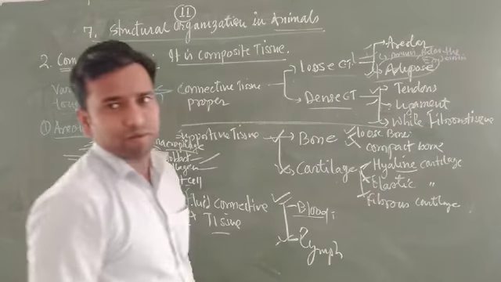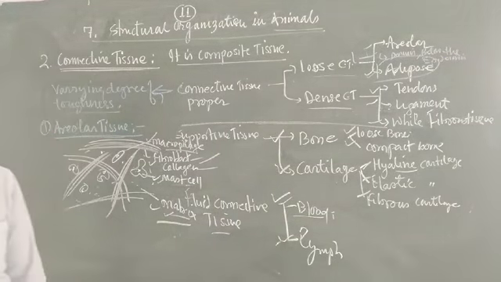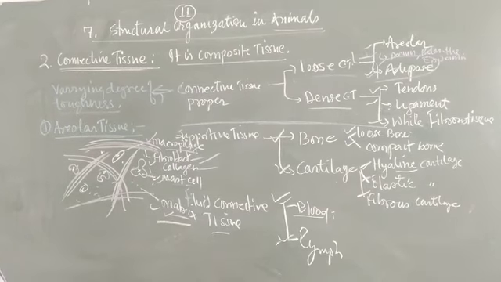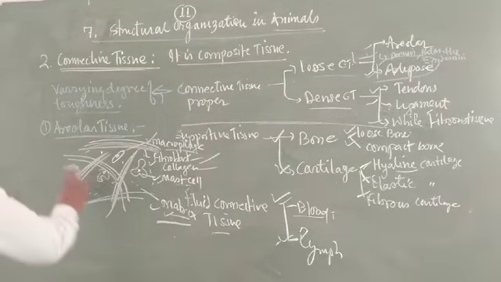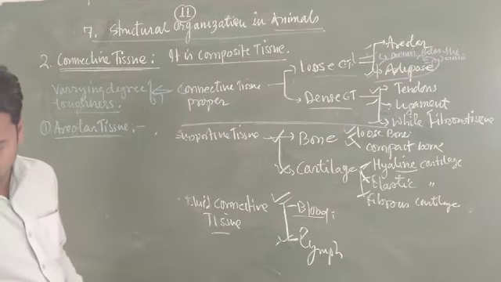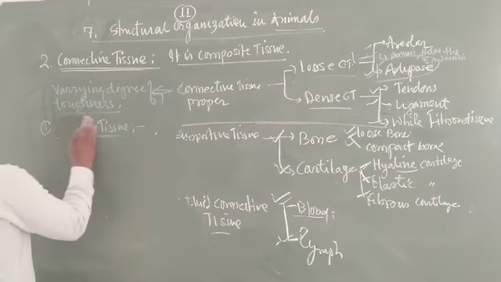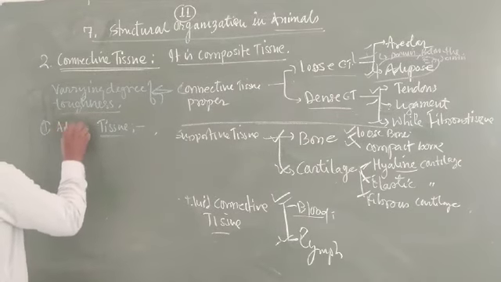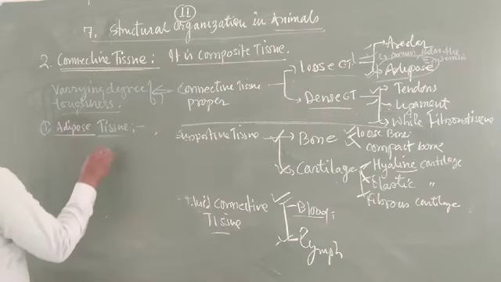This type of tissue provides some protection to the body tissues from different types of harmful chemicals and harmful microorganisms. The second one is adipose tissue.